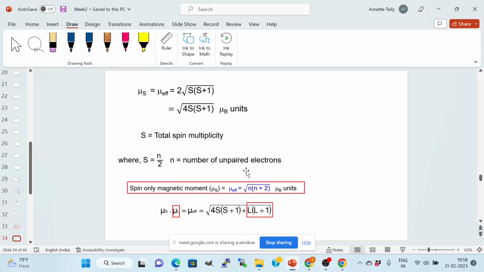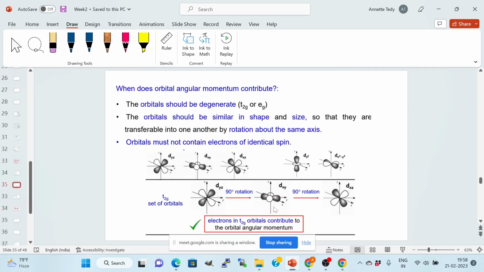Before moving to that, I'll just talk about this spin only magnetic moment, because we'll be solving some questions with it. The spin only magnetic moment comes whenever there is no orbital interaction. So this is the actual equation, mu S plus mu L. mu S is the spin only magnetic moment, mu L is the orbital angular, orbital magnetic moment. So whenever the orbital magnetic moment is not considered, then we get this formula. But when we consider that, we have to use this formula. So when do we have to consider the orbital angular momentum?